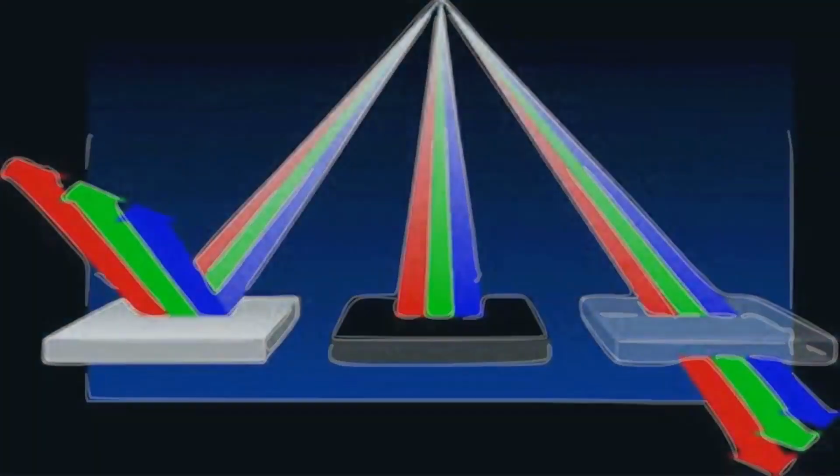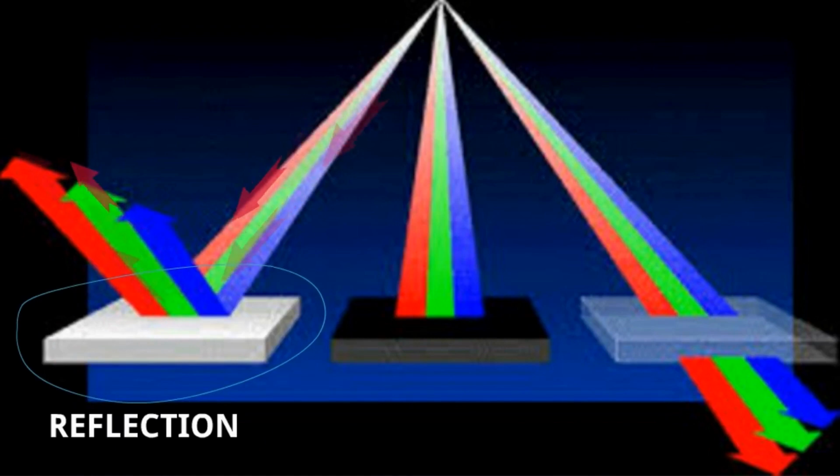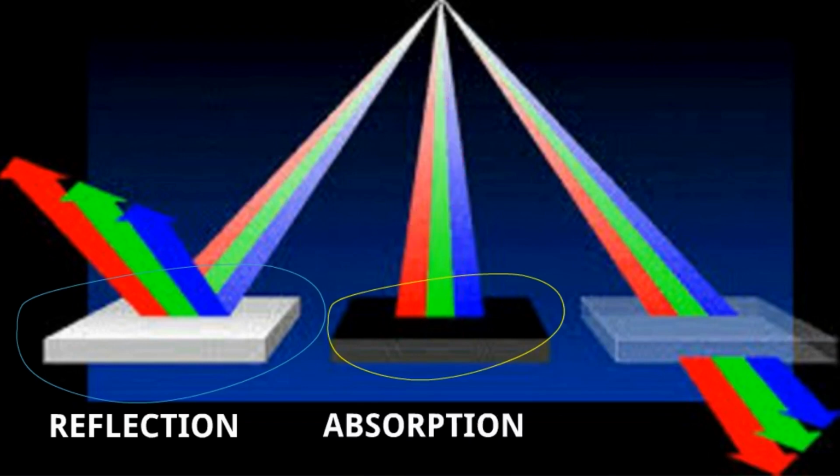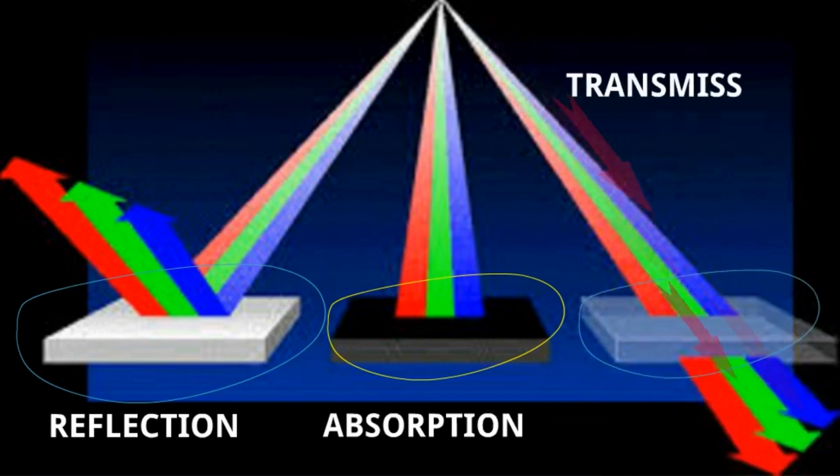In a simple diagram, we will try to understand this reflection, absorption and transmission. For the reflection, you see the light is coming from the source and falling on this object and bounces off, or is reflected. So it is called reflection. And this object absorbs all the light coming from the source. So it is absorption. And for the third case, light is passing through this object. This object is helping light to pass through completely. So this is known as transmission.